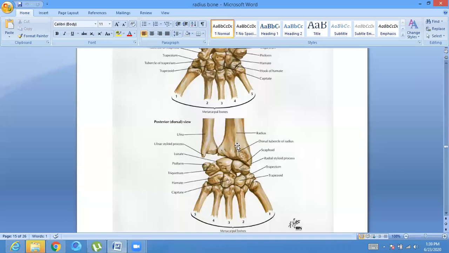Outstretched hand, extended hand: when a person falls and tries to save themselves, they extend their hand and put it on the floor, okay? In that condition, if the bones are weaker, especially in old age, specifically in females, a Colles fracture occurs, okay?